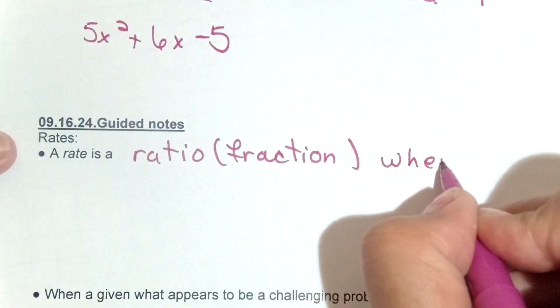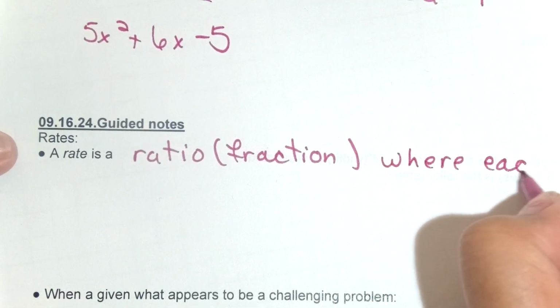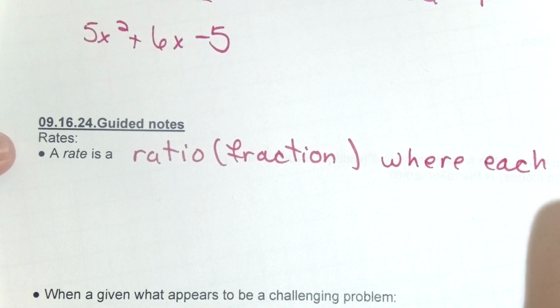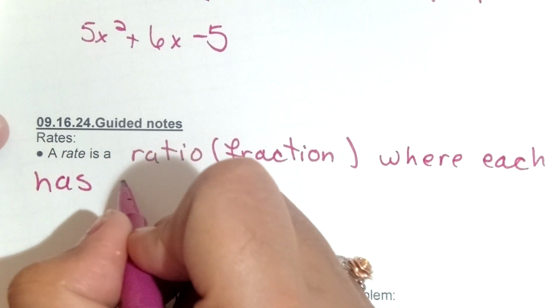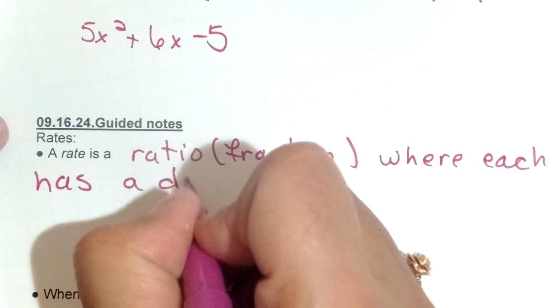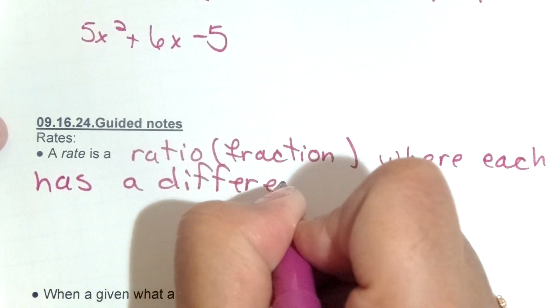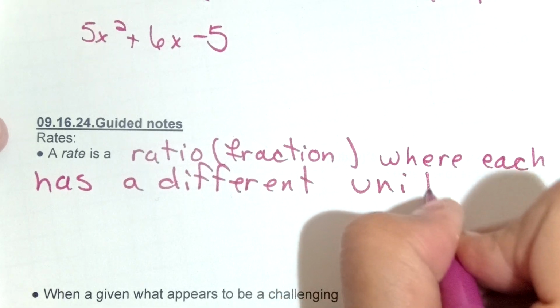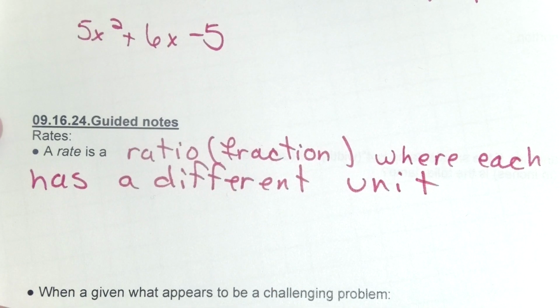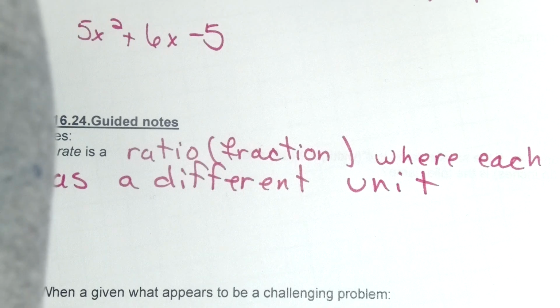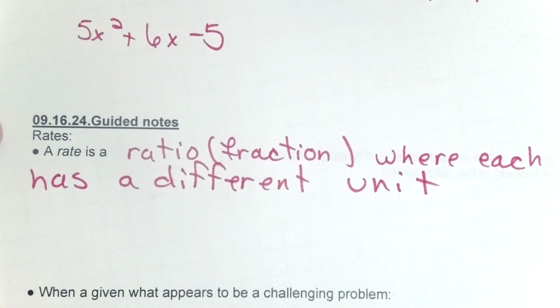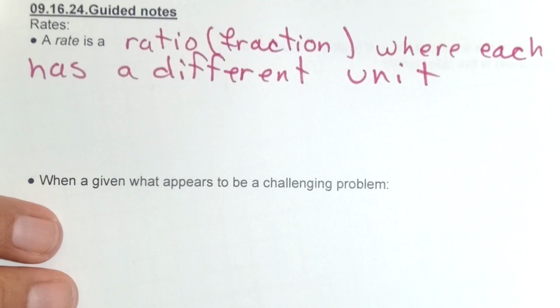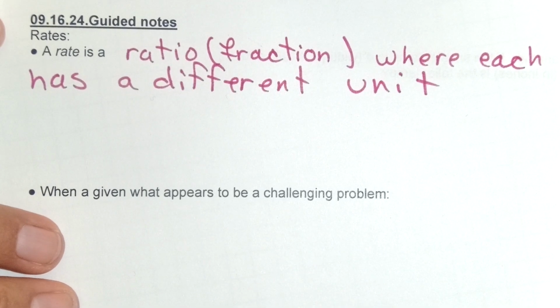Where each term has a different unit. Can anybody give me a type of rate, an example? Miles per hour.